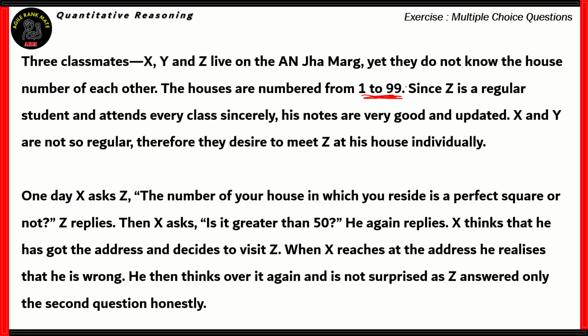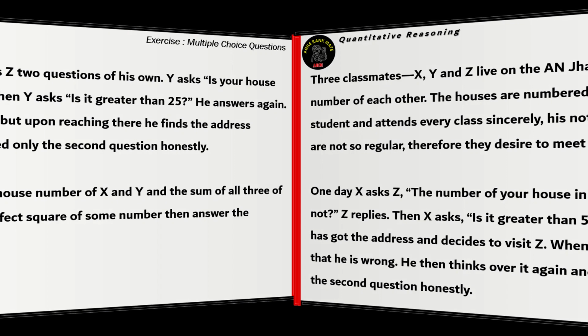So there's not much information that's useful in the first paragraph apart from building the context. So paragraph 1 is mostly about context, but it does give us one valuable nugget of information. That is that the houses are numbered from 1 to 99. So whatever we're going to do for the following paragraphs, we have to make sure that it's between 1 and 99.